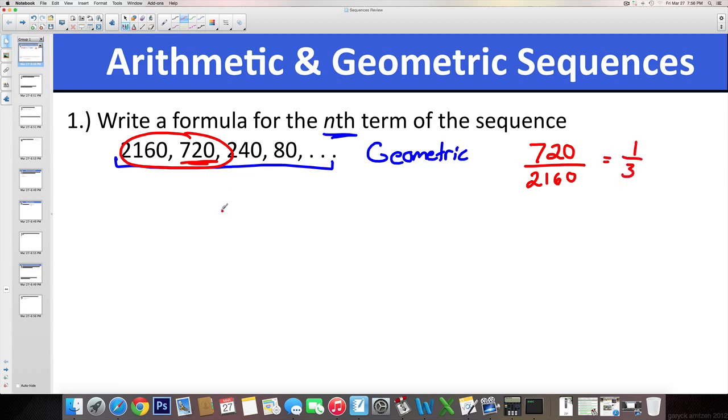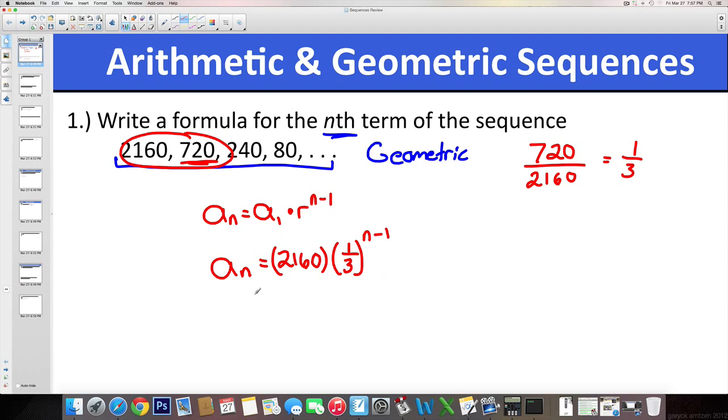Okay, so let's write down our geometric sequence formula. A sub n equals first term times the common ratio raised to the n minus 1. So when we write a general formula, we're going to leave n blank. We'll just leave it as n. So a sub n equals, our first term is 2160 times our common ratio, and that common ratio is raised to the n minus 1. And we leave this as is. So this would be our general formula to write any term in the sequence. So if we wanted to know the 80th term, we'd substitute 80 in for n.